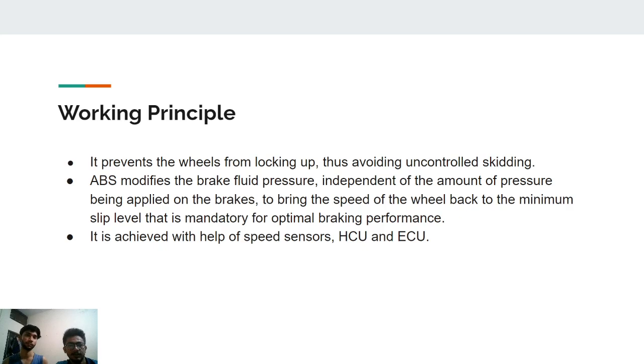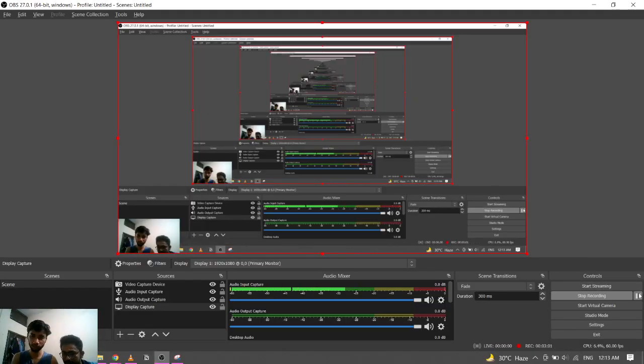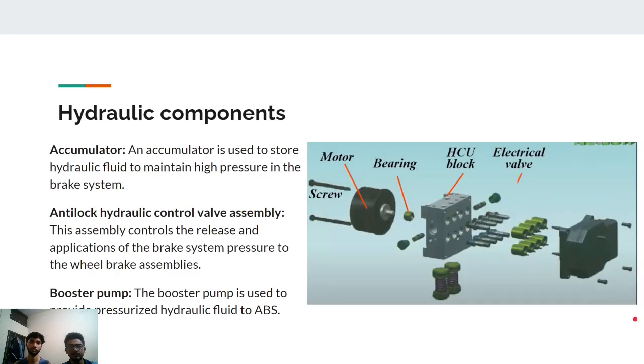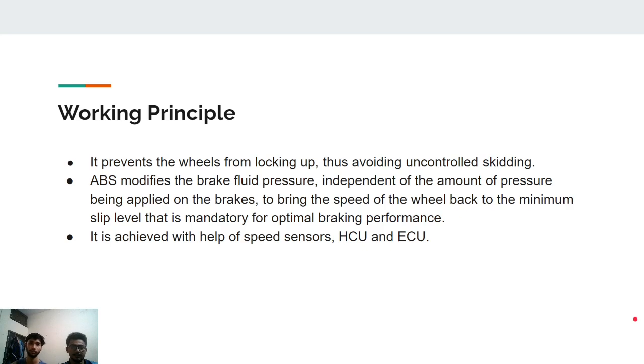Next is the working principle. In the working principle of ABS, it prevents the wheel from locking up, thus avoiding uncontrolled skidding. It means when we apply or slam the brake hard, our wheel gets stuck and it stops rotating. So it starts to skid, and we want to avoid that. So that is the main thing in ABS.